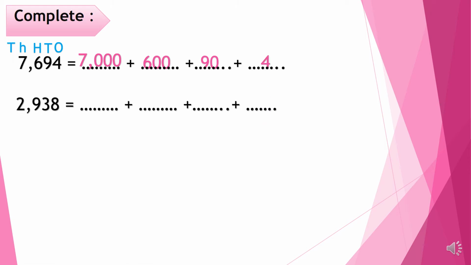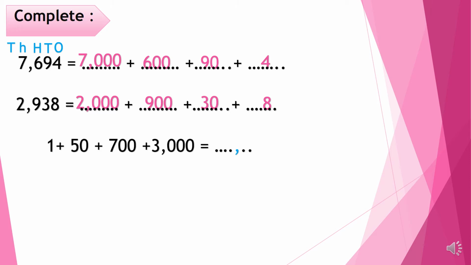Another example, we should write the places first as we did in the first question and start here. 2 in 1,000, its value will be 2,000, 2 and 3 zeros. 9 in 100, I will put 2 zeros, so its value will be 900. 3 in tens, its value 30, and 8 in ones, its value 8 as it is.